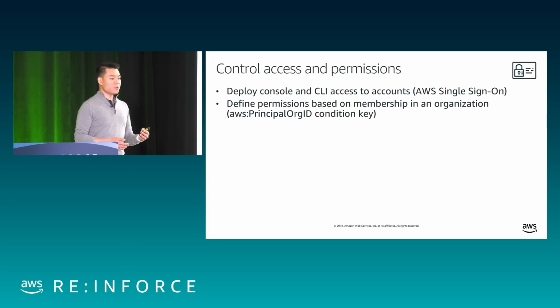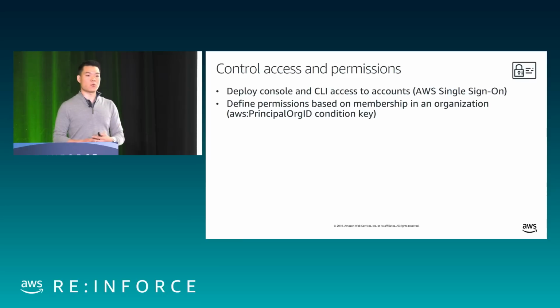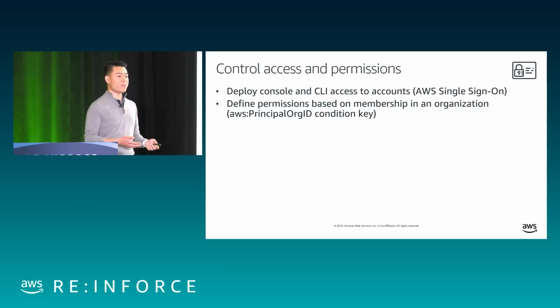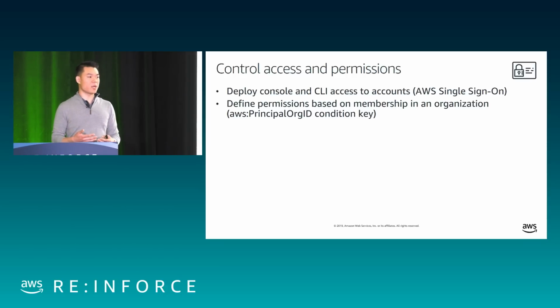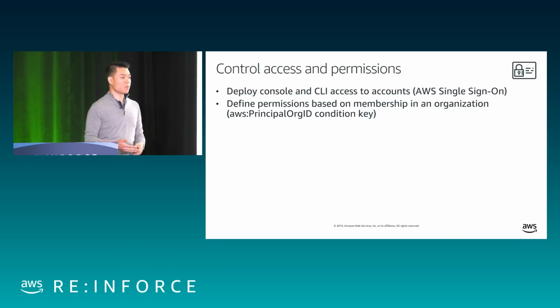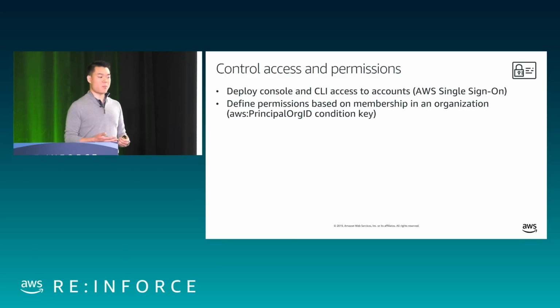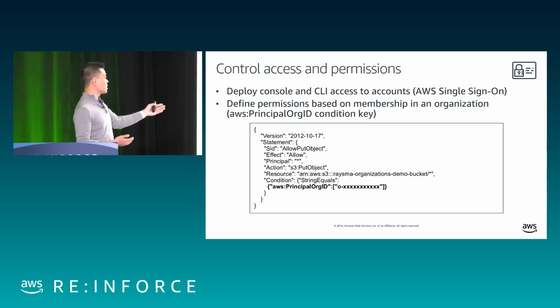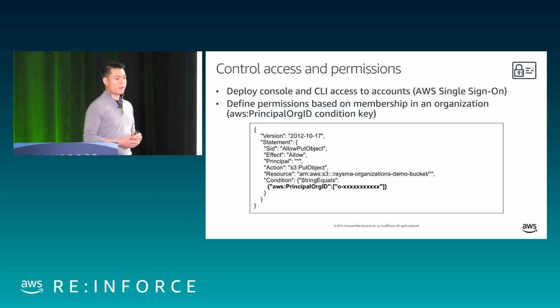Additionally, we enable you to define permissions based on membership inside of an organization using the AWS Principal Org ID condition key. And so a good example of that is, say for example, I've got an Amazon S3 bucket that I only want users inside my organization to be able to put objects into. And so now I can write an S3 bucket policy that looks like this. And you can see over here, I've specified the condition of string equals principal org ID with the organization ID of my organization. And so now the only people that are allowed to put resources into my S3 bucket are those that are already members of my organization.